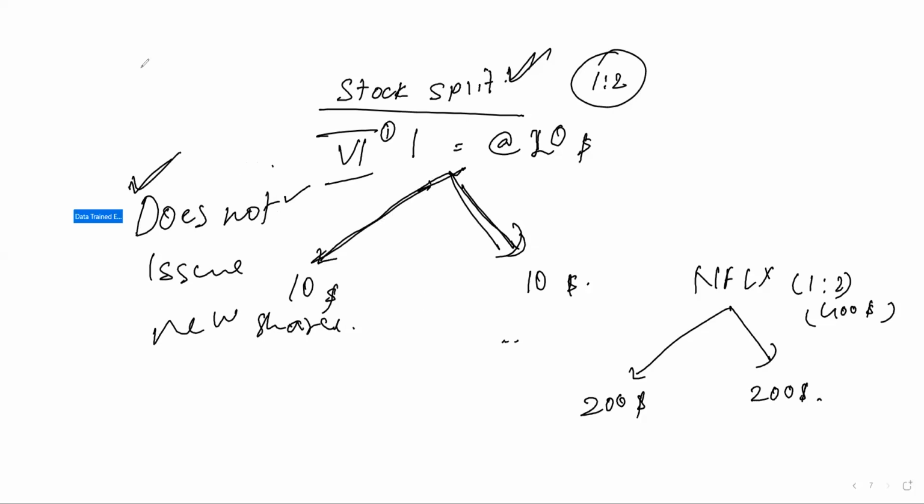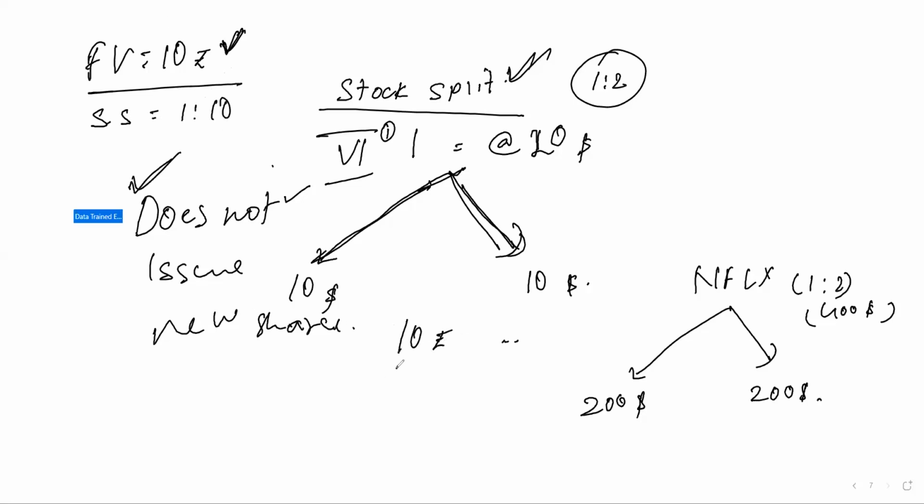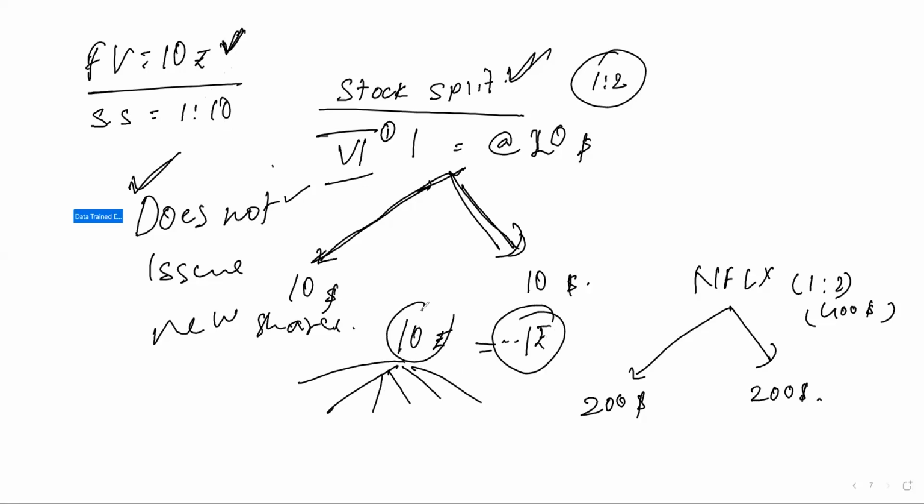What is the impact? Let's say the face value of the share was 10 rupees and the company has announced a stock split of 1:10. It means that this 10 rupees of face value will now be divided into 10 equal parts and the new face value will be 1 rupee. The question is, why would a company do that? Correct.